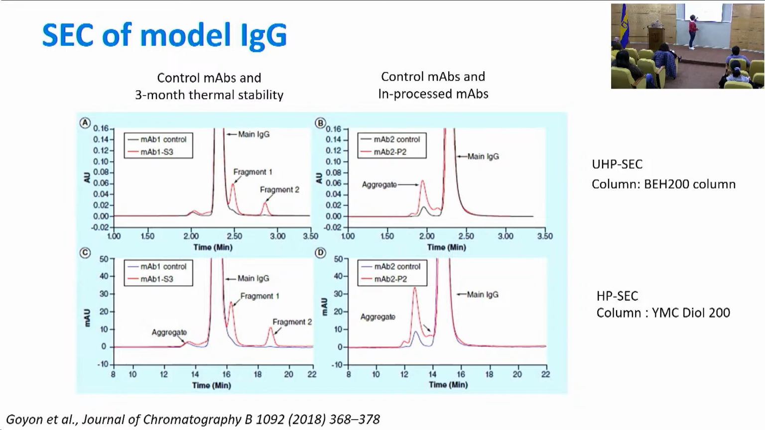And here they performed the same experiment, but they changed the column. The column used to analyze the MABs is different. The profile is not exactly the same, but anyway, the result is nearly the same. That means that with both columns, the interpretation is similar. That means that the aggregation proportion of the MABs increases.